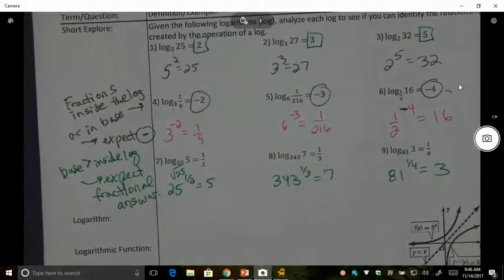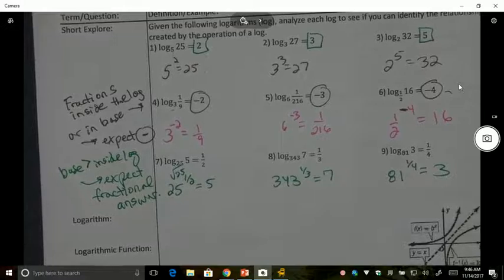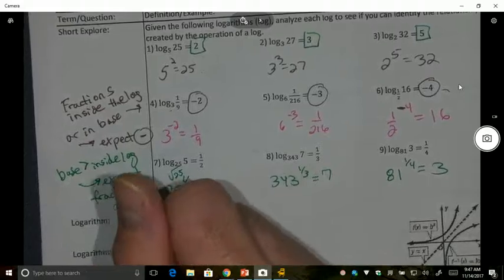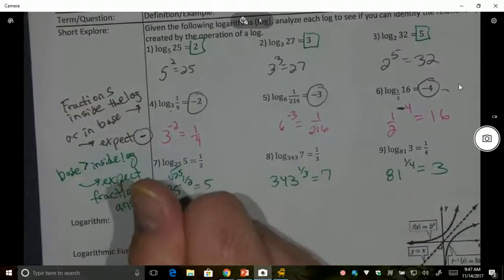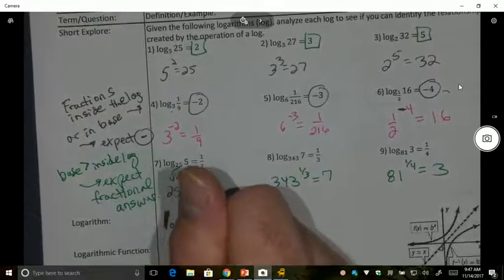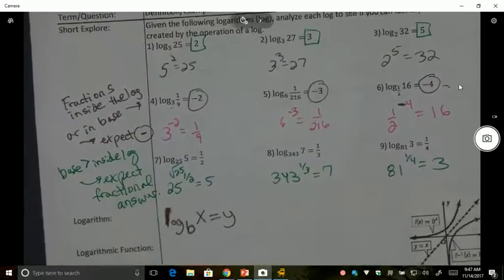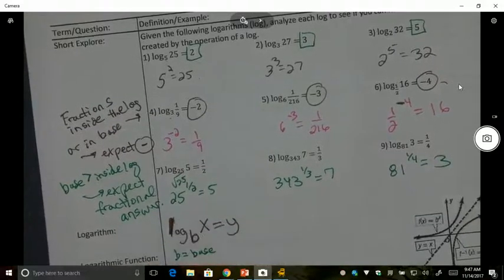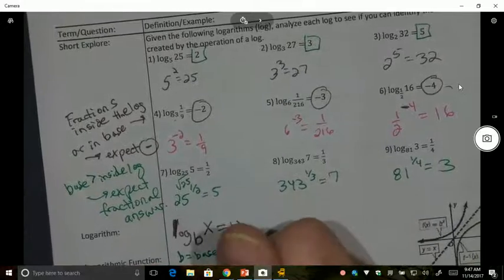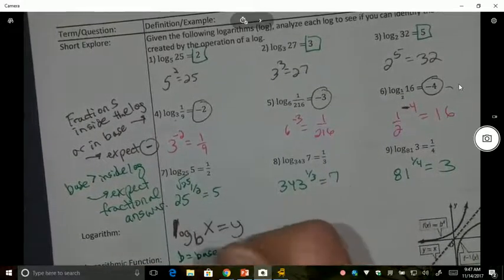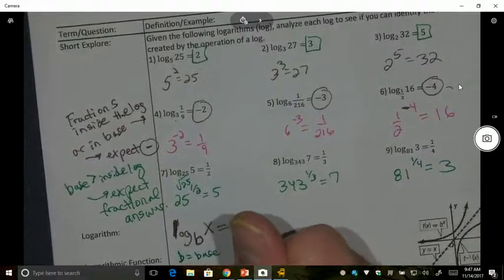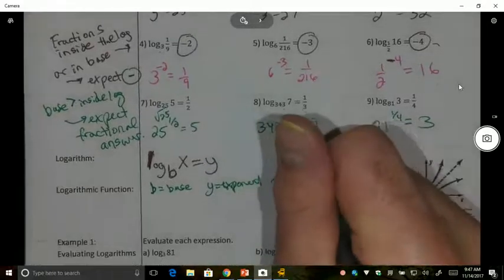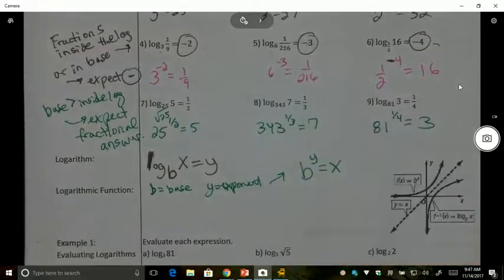All right, we're going to look at what a logarithm is. We're going to look at the function of a logarithm and talk about it a little bit. We're not going to write in terms of f of x yet. Log base b of x equals y. b is the base, and y is related directly to the exponent. If we're looking at this in inverse form, it would be b to the y equals x.